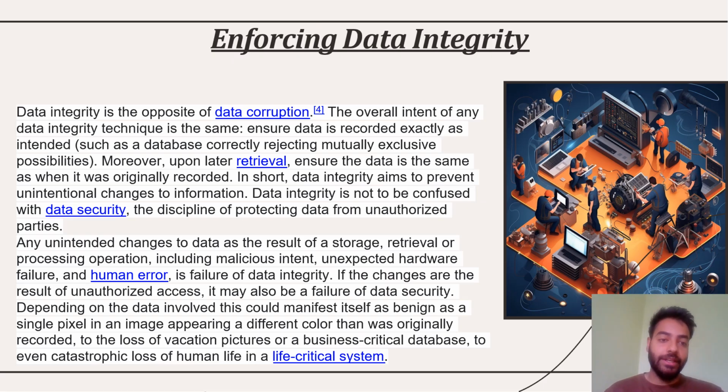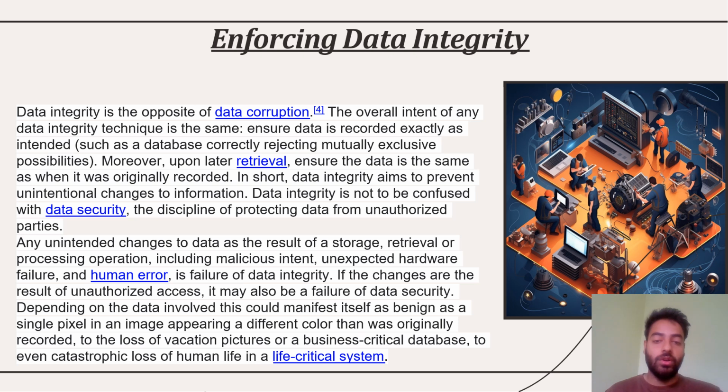Enforcing data integrity. Data integrity is the opposite of data corruption. The overall intent of any data integrity technique is the same: ensuring data is recorded exactly as intended, such as a database correctly rejecting mutually exclusive possibilities. Moreover, upon later retrieval, ensuring the data is the same as when it was originally recorded. In short, data integrity aims to prevent unintentional changes to information.